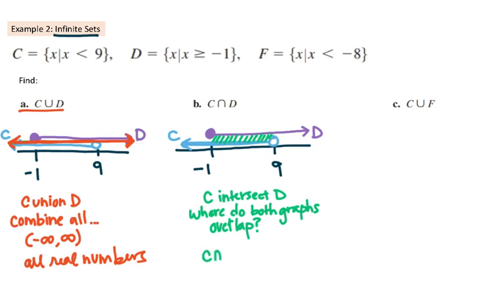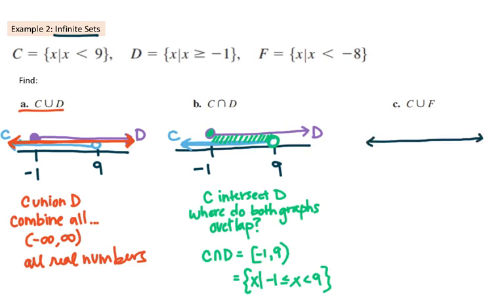So we'd say C intersect D goes from the interval of -1, including -1 because we have that colored in circle, up until 9, but because we have an open circle here, we put a round bracket. Okay, if you wanted to write it as a set builder notation, you'd say it's the set of all x's where x is bigger than or equal to -1 and at the same time less than 9.